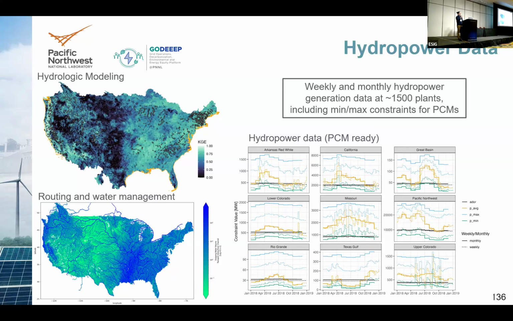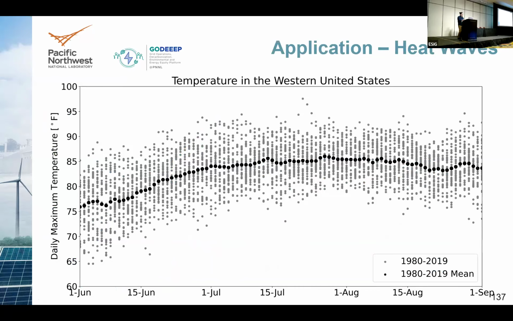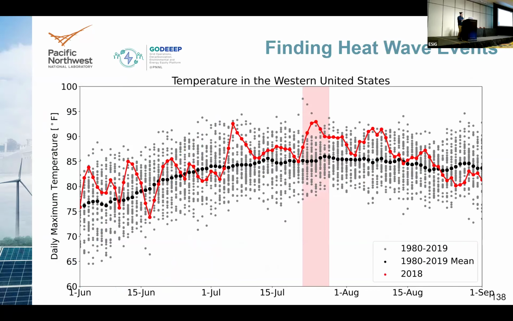And then what we do, using a post-processing step, is determine reasonable min and max power constraints for every time step in the data set, which is what I'm showing in the bottom right. And this is the kind of information that production cost models are able to ingest and use, these sorts of constraints and energy targets. So this hydropower data set is PCM ready, approximately 1,500 plants. I'm going to skip this in the interest of time.